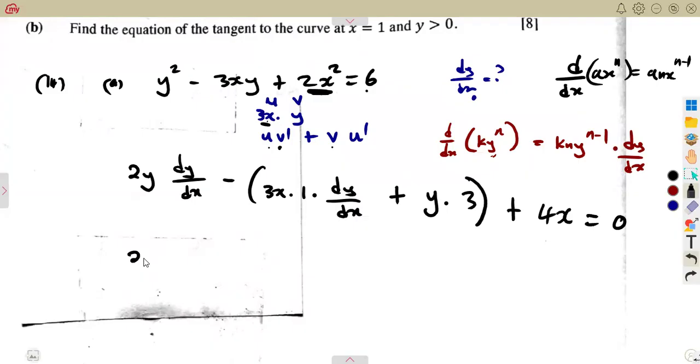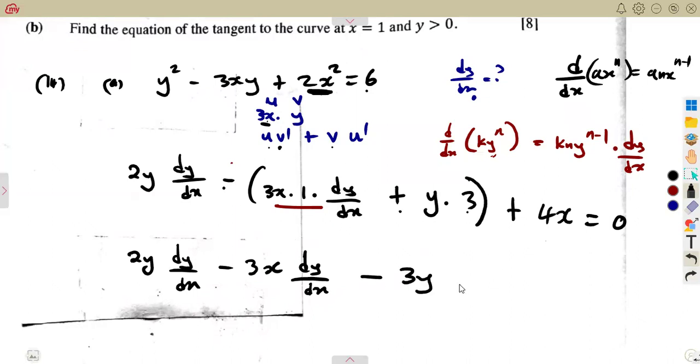All right, so let's expand our brackets here since we have a negative outside of the bracket. So that's negative times this part. That will be negative 3x dy dx. Negative times positive, that's a negative, 3 times y there, that's negative 3y plus 4x, which is equal to 0.